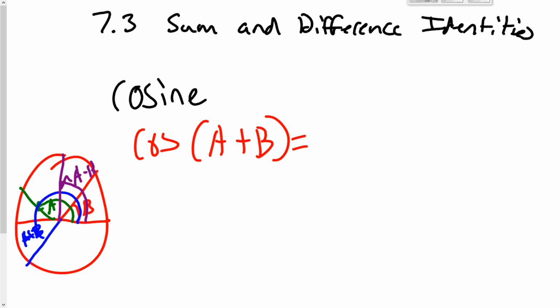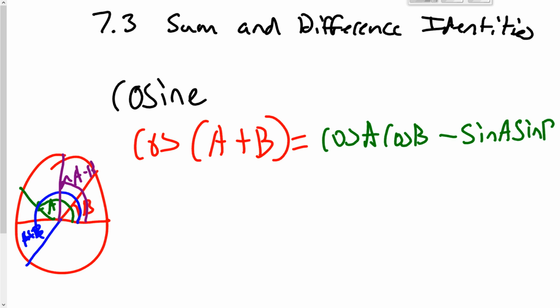But the cosine of A plus B, meaning when I add two angles together and take the cosine of that, it's going to be cosine of the first angle times cosine of the second angle, minus, so I'm going to switch my signs here, sine of the first angle times sine of the second angle. I always do the opposite sign. Cosine is the opposite sign.